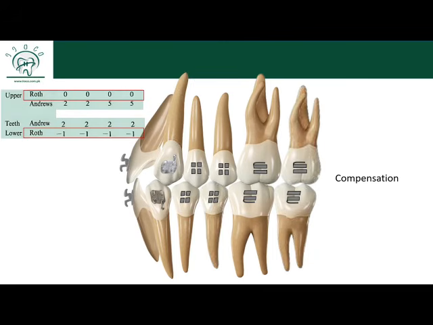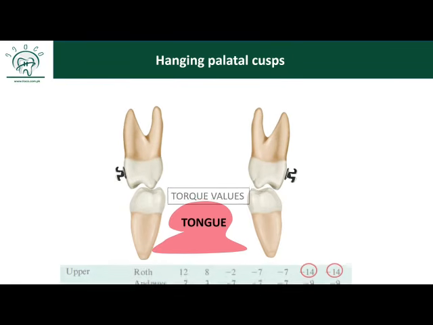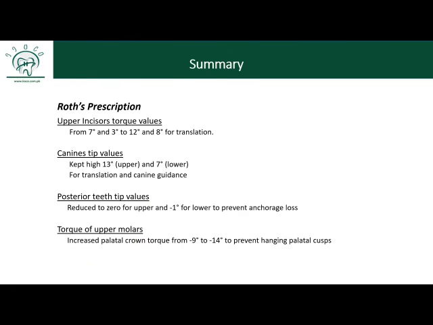One more thing that he noticed after using Andrews brackets was unwanted hanging of the palatal cusps of upper molars, leading to an unwanted interference of that cusp with the opposing tooth. To reduce that interference, he reduced the value of torque in the upper molars from -9 to -14 degrees, so that there is buccal root movement in the upper molars and there is no more interference of the palatal cusp with the opposing tooth. Now to summarize all the changes Roth made in his prescription, see this slide.